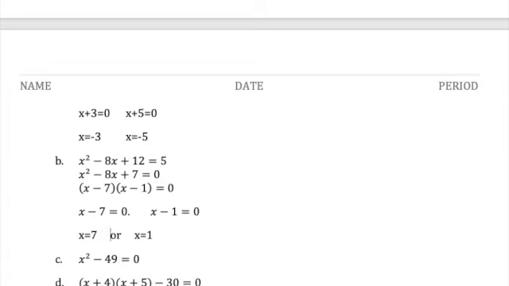Sorry if I'm going way too fast. But we've done factoring before. We can take each piece and set equal to 0. That's no problem. And then we can solve these equations.